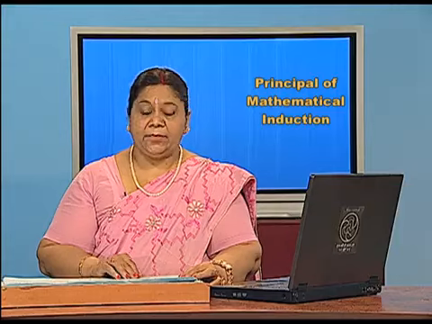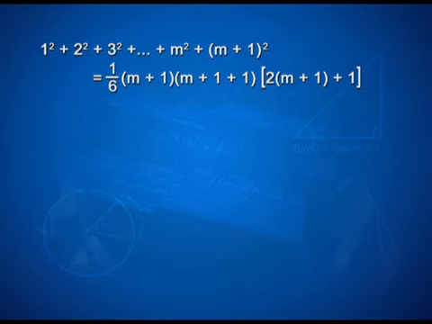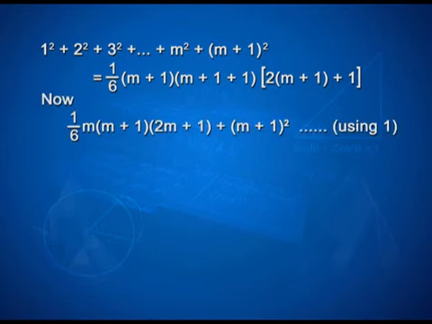In the second step, let p of m be true, then 1 square plus 2 square plus 3 square plus m square plus m plus 1 whole square is equal to 1 upon 6 m plus 1 plus 1 into 2 into m plus 1 plus 1. Now, 1 upon 6 m into m plus 1 into 2m plus 1 plus m plus 1 whole square, because from first equation we can rewrite it as 1 upon 6 m into m plus 1 into 2m plus 1 plus m plus 1 whole square.